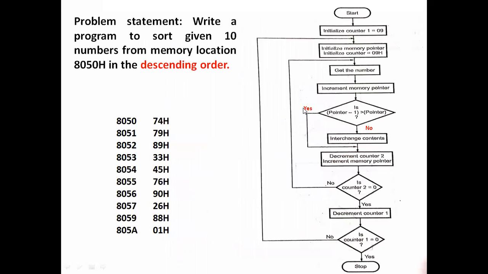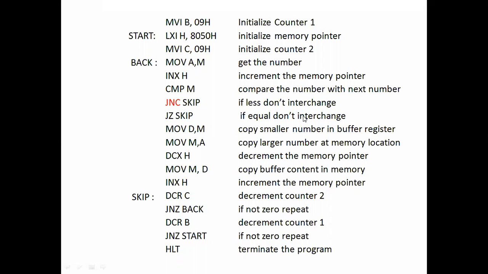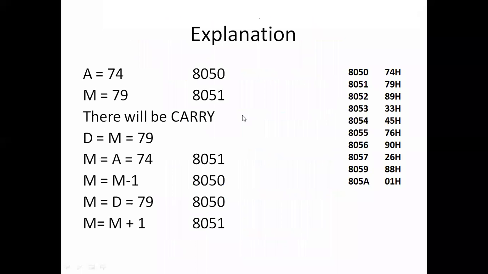And in the flowchart, what we have to do is replace no by yes and yes by no. That is why only one change we have to make in the programming part. As far as the explanation of this program is concerned, I have already explained it while explaining the ascending order. The same program will work for the descending order. The only change we have to make is like this. Now the explanation is the same as we have done in that case.